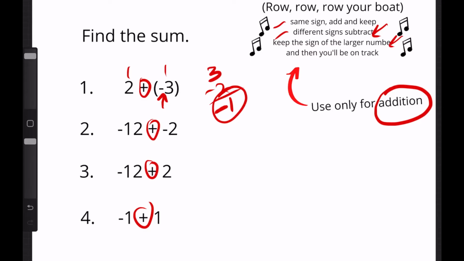That's how you can figure that out. Let's go to the next one. We've got -12 plus -2. We're adding 2 negative numbers. Let's go to the song on the top.